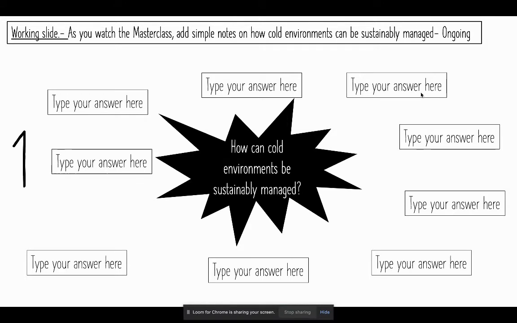So, in terms of the working slide you are going to be working on, until we get to the exam question, this is the only working slide you are going to be using. It's a mind map. So in the middle, we've got how can cold environments be sustainably managed. And around the outside, all I want you to do is make some really concise notes. So try and simplify them and summarize them as much as you can about the different strategies that can be used to sustainably manage cold environments.